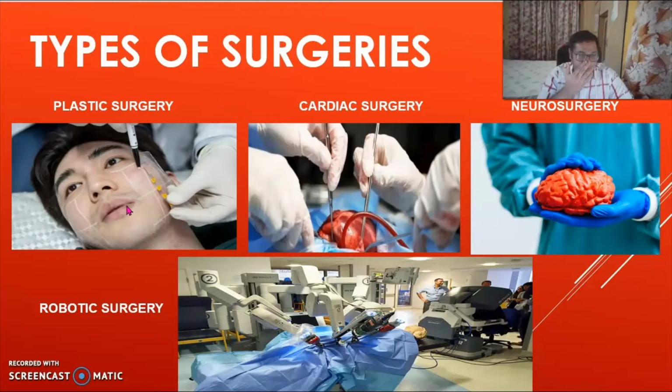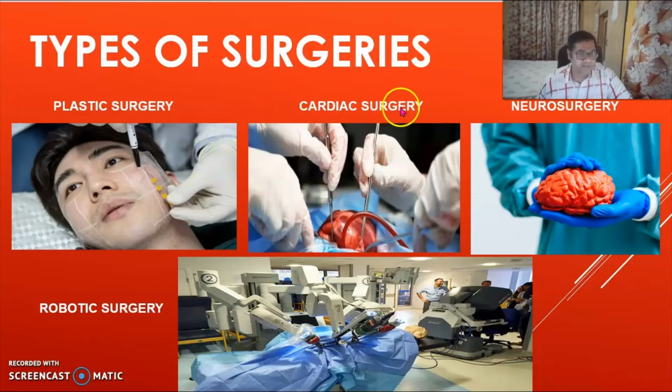They operate on the nose, cheeks, jawline, chin, forehead, ear, all these places they operate. Mostly many actresses and rich people do it to change the texture of the face, to make them look fair or however they want to look.